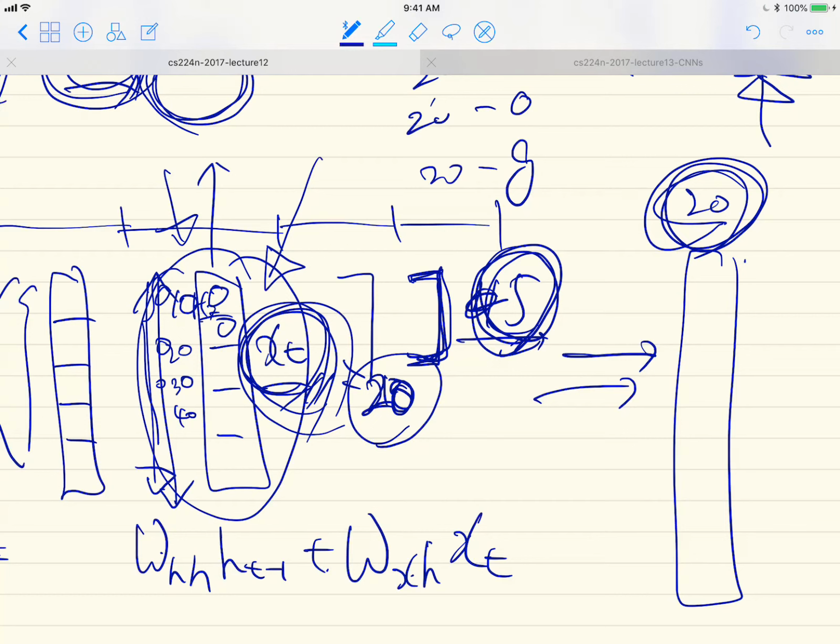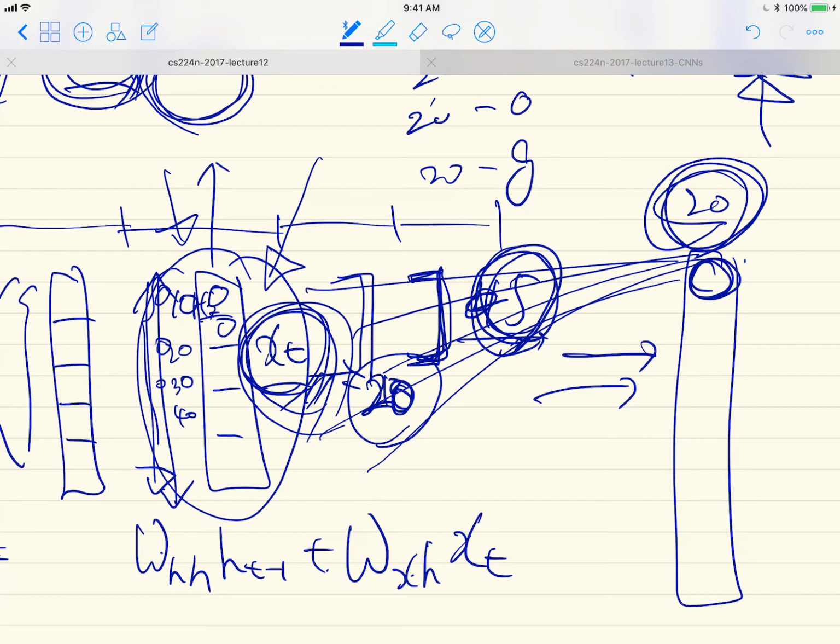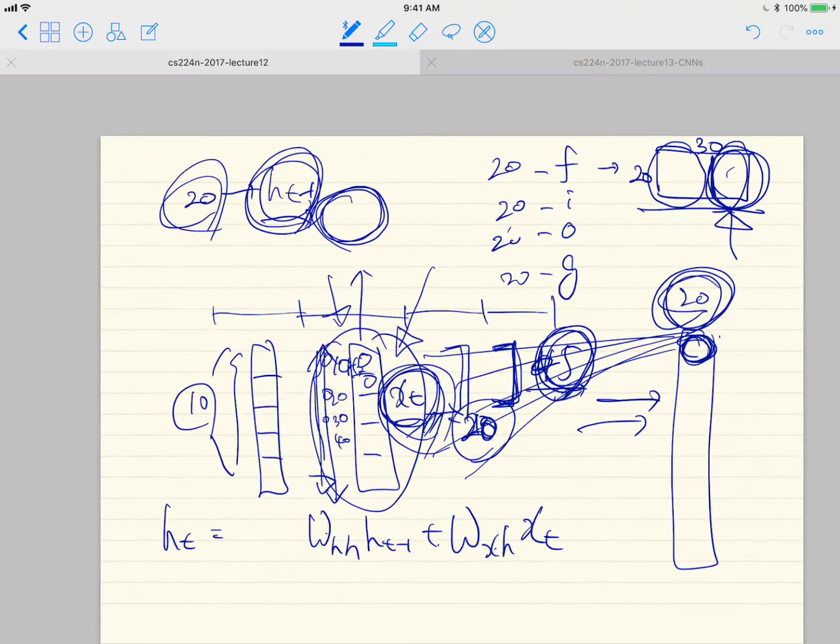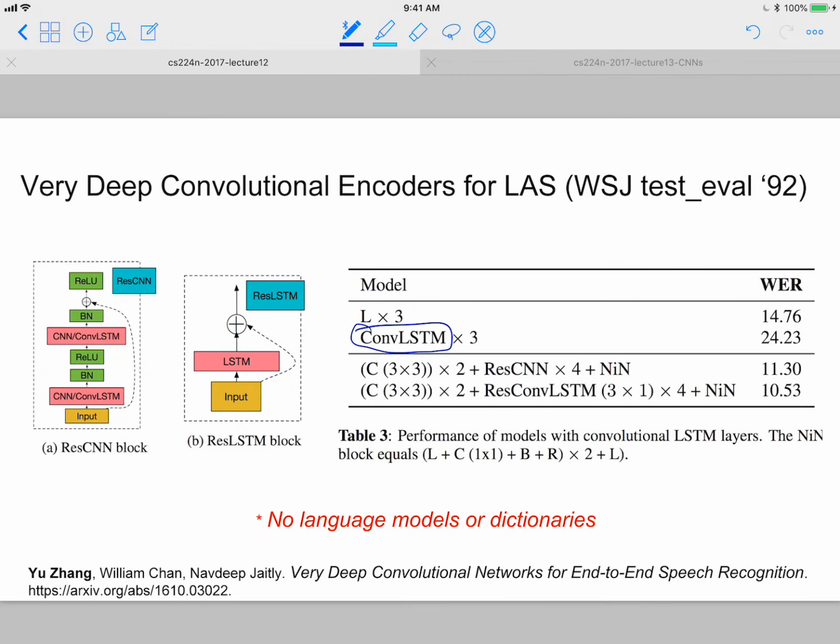So in order to generate a single node in our hidden state vector, we would use the entire 20-dimensional input vector. But in the case of the conv operation, we only use a subset, a small number of consecutive input elements, to generate one particular dimension value. That is called a ConvLSTM, shown in this paper.